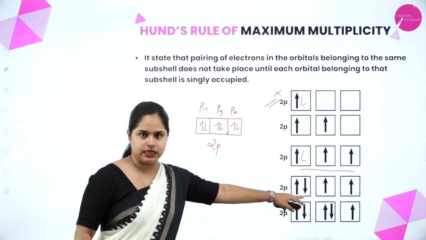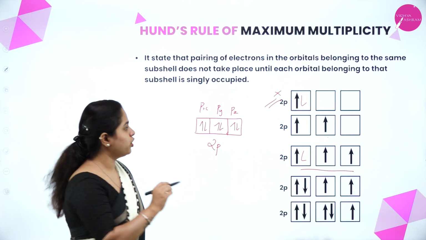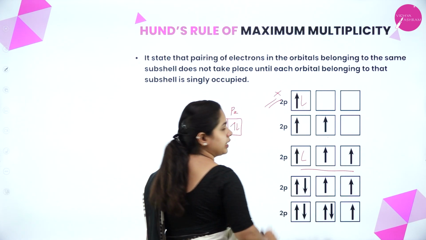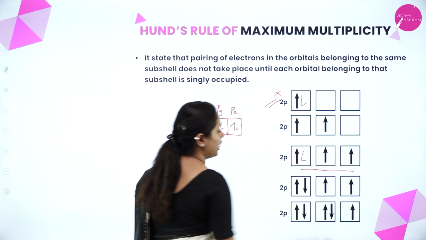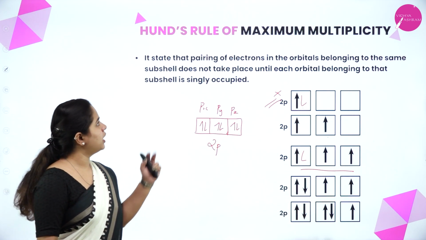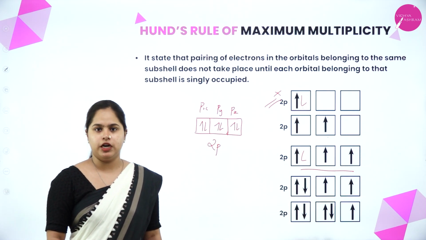That is what you can see here. So, I hope it is clear. What you have to understand is that the second electron will not directly come here. First, all the 3 have to be singly occupied. So, that is about Hund's rule of maximum multiplicity.